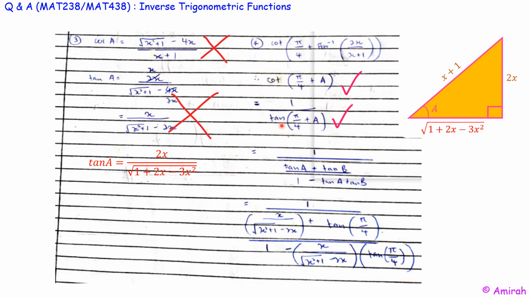And then formula tangent for sum and difference angle. Okay. Dia akan jadi macam ni. Tangent A plus tangent B over 1 minus tangent A tangent B. In this case, B kita adalah A kita adalah pi over 4. Okay. Yang ini pun betul. Okay. And then 1 over, so ini betul 1 over. Tapi sebab tadi tangent A tadi salah, so ini salah lah. Okay. Tangent A ni tadi salah kat sini, so ini salah. Okay.